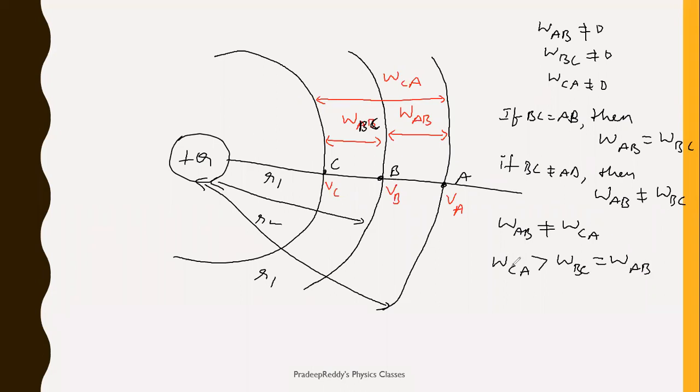Work done in CA is much greater than that of work done in BC and AB, because that depends upon the separation between two positions. Now let me take one more point over here. I can consider it as D. And let me take one more point here. This is E. Fine. Now check it up.